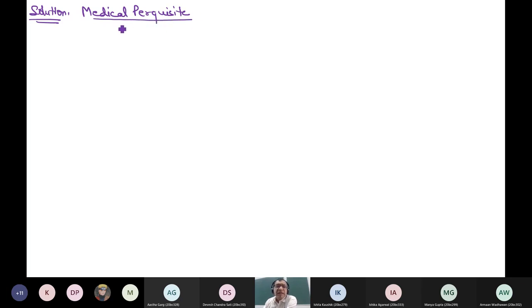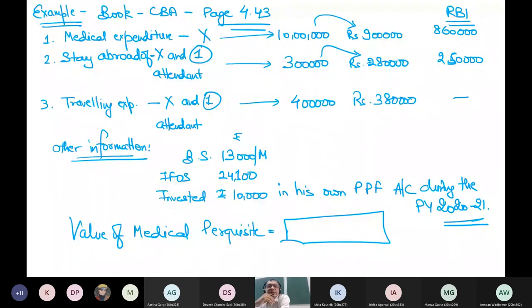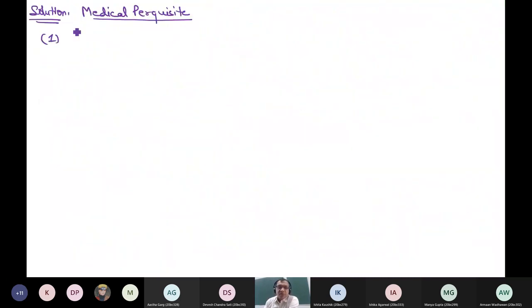Now I'm only discussing medical. I'm not discussing the total calculation, I'm discussing the medical perquisite. Can you tell me what is the answer of the first point? Medical outside India: 10 lakh, 9 lakh, 8 lakh 60. Can you tell me how much is taxable as far as this first point is concerned? 40,000. Why? Because the limit by RBI is 8 lakh 60 and reimbursed is 9 lakh. So 8 lakh 60 will be exempt, but 40,000 will be taxable.